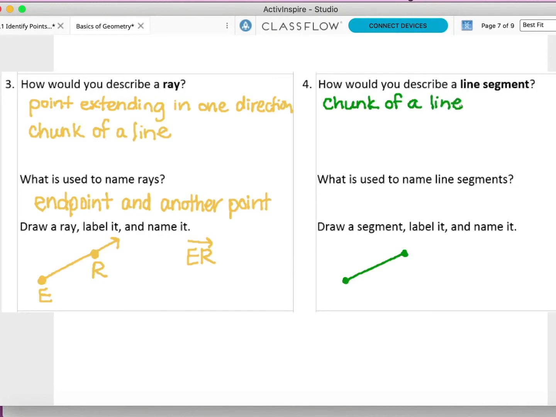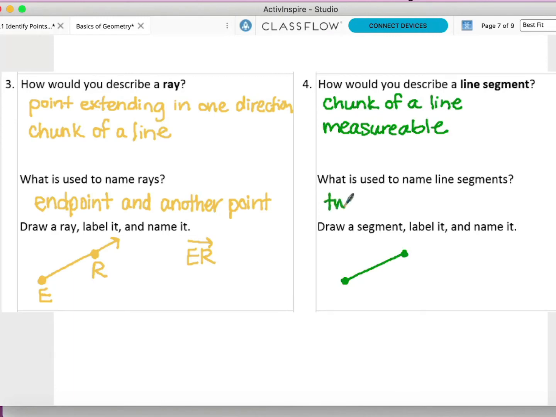It doesn't go on infinitely. It actually has a set distance. Like you could measure it. It's measurable. And the way that we name it is by those two endpoints.